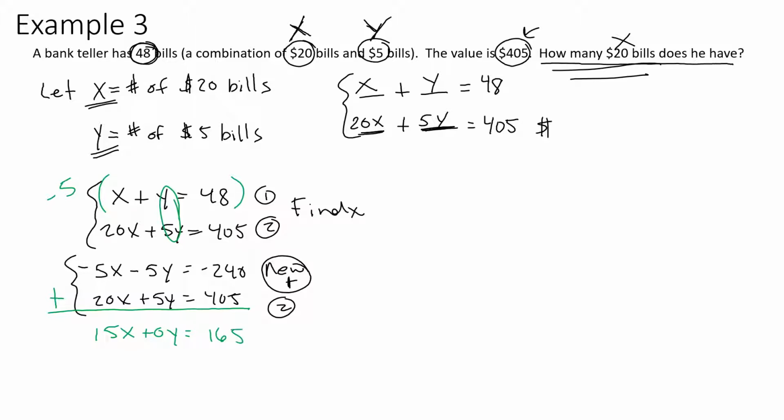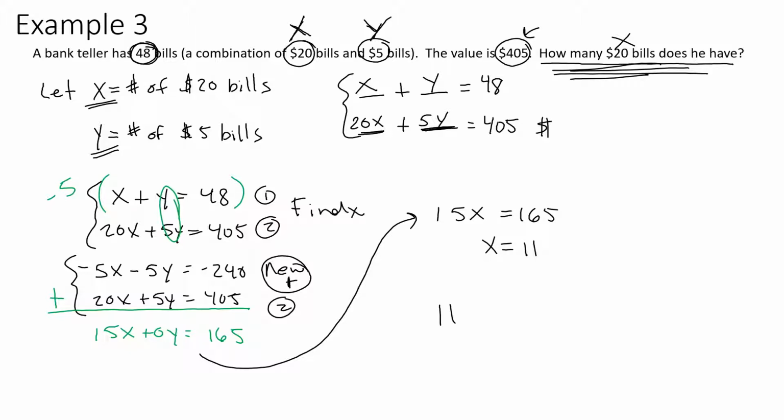I'm running out of room, so I'm going to finish this up here. So I have 15x equals 165. Dividing both sides by 15, I get 11. So the question was, how many $20 bills does he have? He has 11 $20 bills.